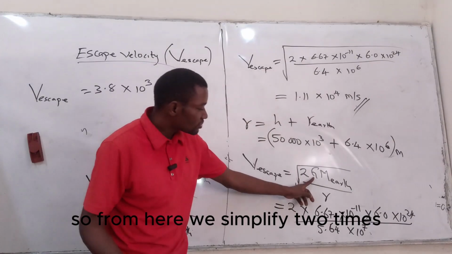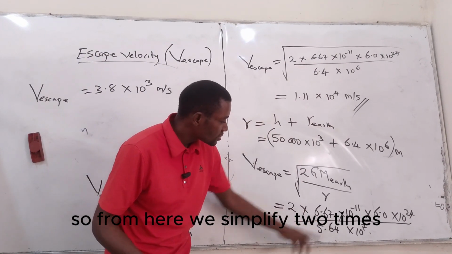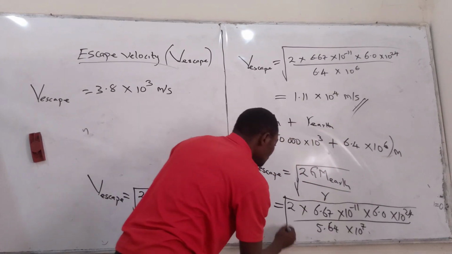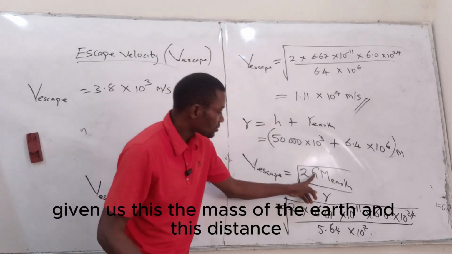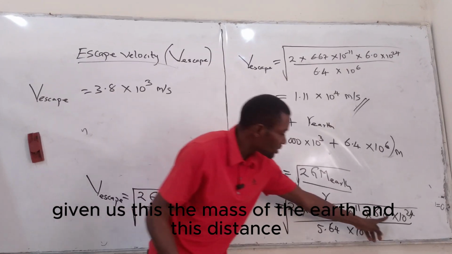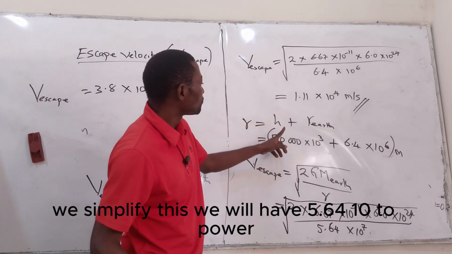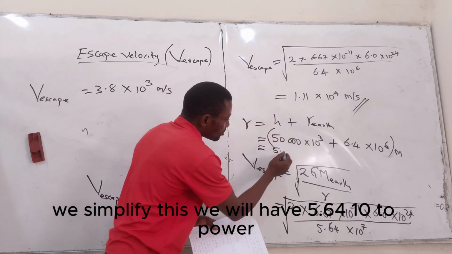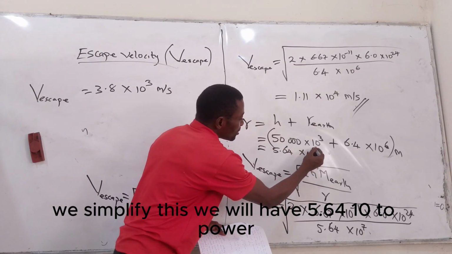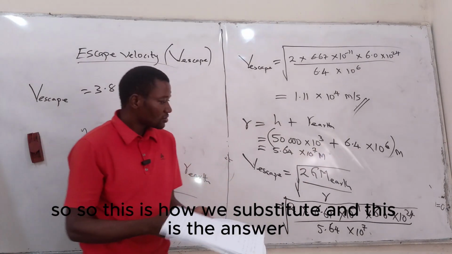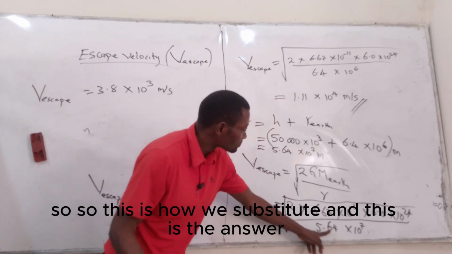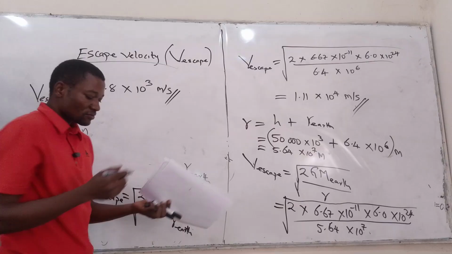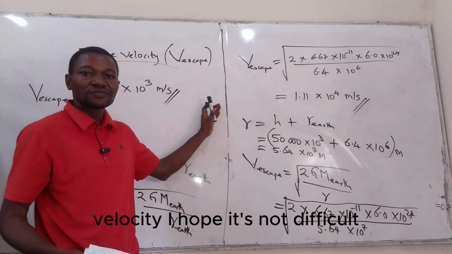So from here, we simplify 2 times the universal gravitational constant, giving us this, the mass of the Earth, and this distance. We simplify this, we will have 5.64 times 10 to the power. So this is how we substitute, and this is the answer, the escape velocity. I hope it's not difficult.